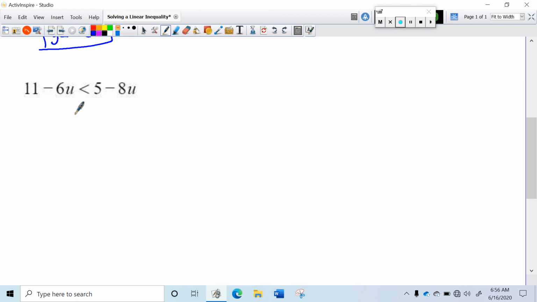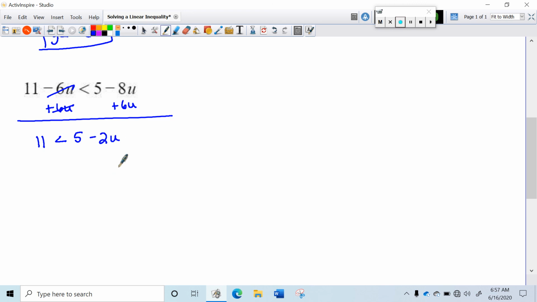Okay, on this one. I need to show you, if you always move the smallest number over, a lot of times you won't be dealing with negatives. I need to show you what to do with the negative situation. So just for showing you what to do with negatives, I'm going to move this 6 over by adding 6u. Bring down the 11. Opposites cancel. Less than 5. -8 plus 6 is a -2u.